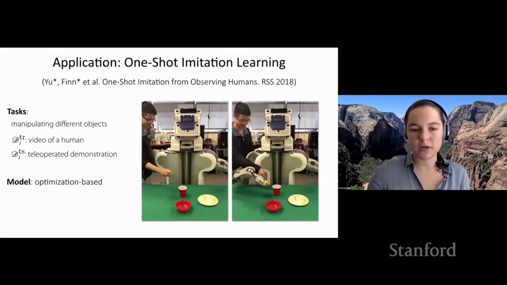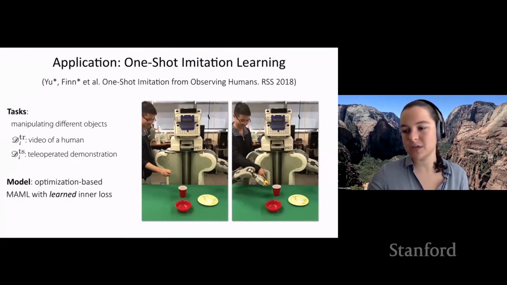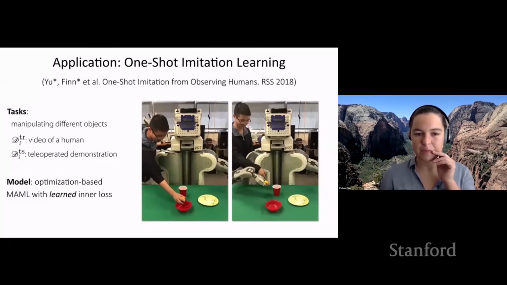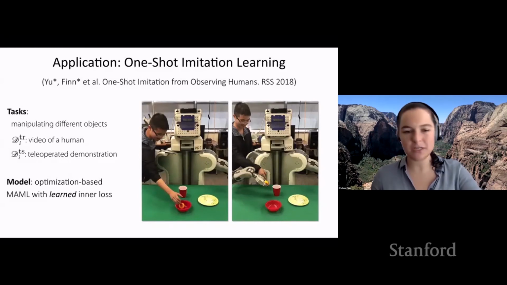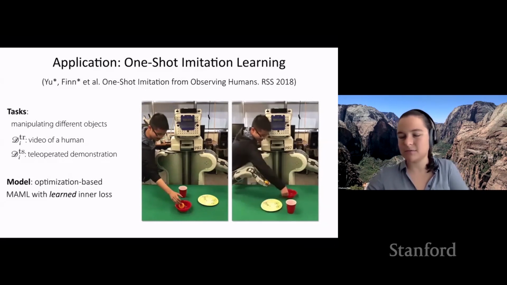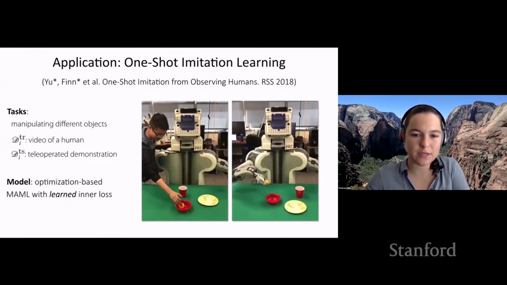And then the model that's used in this work is an optimization-based model. It corresponds to MAML with a learned inner loss function. The reason why we need to learn this inner loss function is we don't actually have a set of labels in this video of a human. If you're interested in learning more about that, you can look at the paper. And here's an example of what it's able to accomplish at test time, where a person places a peach into this red bowl, then shuffles the objects around, and the robot executes the policy that it learned in one shot. And it can figure out that what it should do is place the peach into the red bowl.